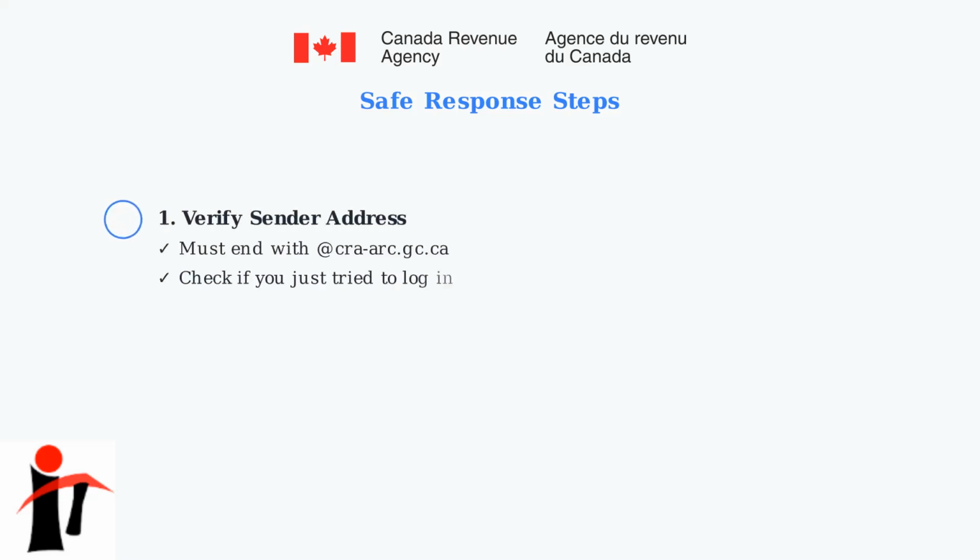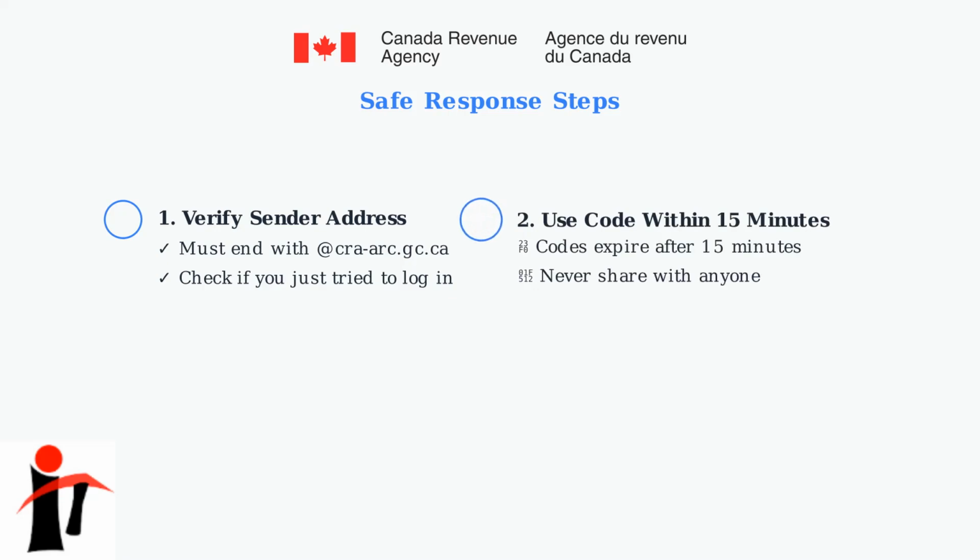When you receive a CRA security code email, following proper verification steps is crucial for your security. Here's how to respond safely to legitimate notifications. First, verify that the sender's email address is correct. Legitimate CRA emails always come from addresses ending in @cra.gc.ca. Check that you recently attempted to log into your CRA account. Use the security code promptly within the 15-minute time window.